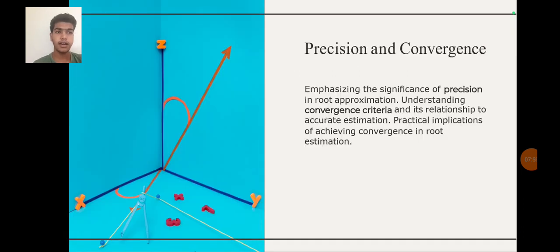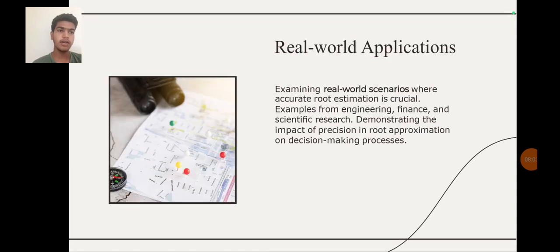Then precision and convergence, emphasizing the significance of precision in root approximation, understanding convergence criteria and its relationship to accurate estimation, and the practical implications of achieving convergence in root estimation. Real-world applications, which we have seen, are used in engineering, finance, and scientific research.